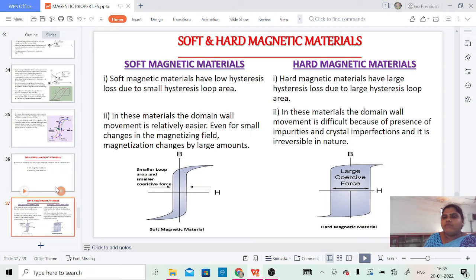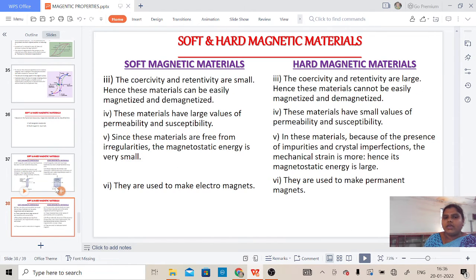But in hard magnetic materials, the domain wall movement is difficult because of the presence of impurities and crystal imperfections, and it is irreversible in nature. See the difference between hard and soft magnetic materials.